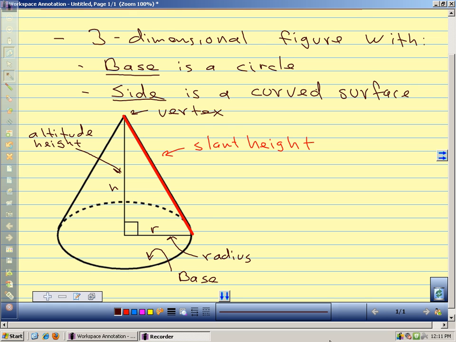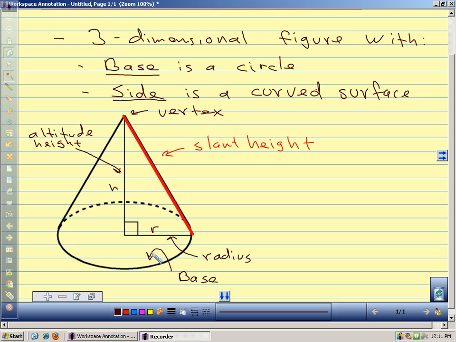So the way that we labeled this, what shape does this remind you of? A shape that we've worked with before? Pyramid. It's kind of like a pyramid. We have this altitude in the middle. We have a slant height. We have a vertex. We have a base. So cones are a lot like pyramids, and the formulas are going to be like pyramids.